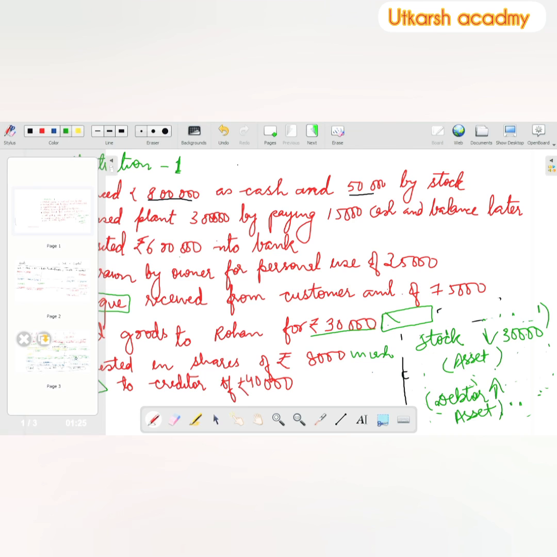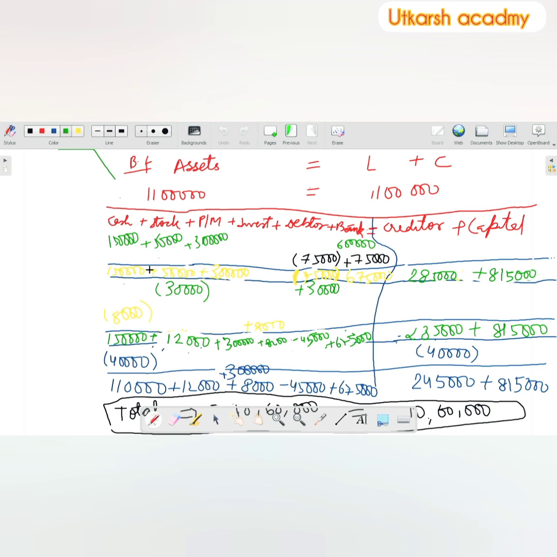Fine. See, the treatment over here is 40,000 cash will be reduced from here and 40,000 creditor is also automatically reduced. Now after summing up all of this, we see the total is 10,60,000, that is equal to 10,60,000. So here what we see is assets equal to liabilities plus capital. This will always tally. If it does not tally, there will be some fault in the transaction or some error of omission or error of commission.